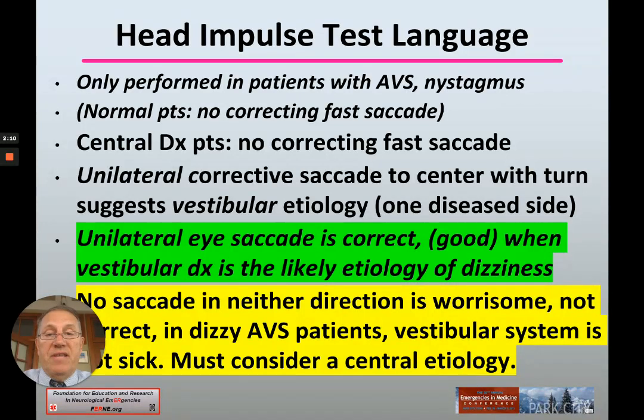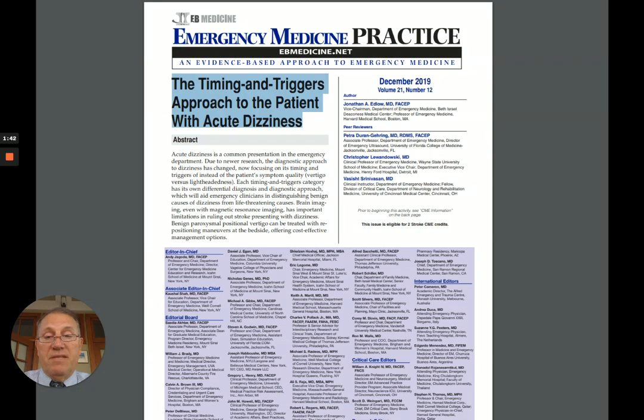Again, the head impulse test is only useful in patients with acute vestibular syndrome in which nystagmus has been demonstrated. Central diagnosis patients, there's no correcting fast saccade. If there is a unilateral eye saccade, that is correct or good when a vestibular etiology is considered for the dizziness. If there's no saccade in either direction, that's worrisome because neither vestibular system appears to be sick.